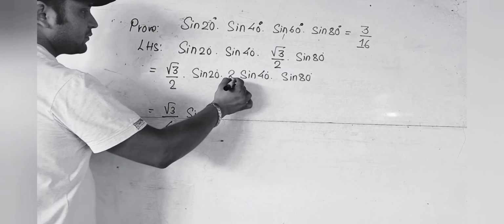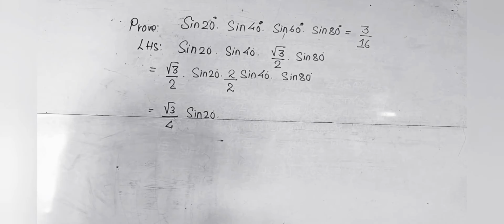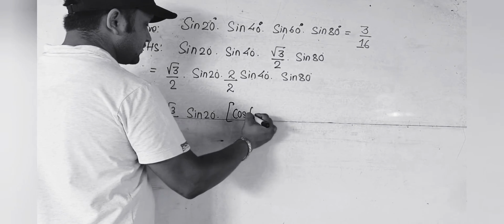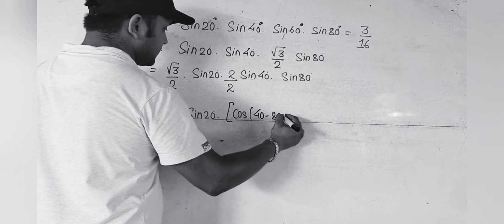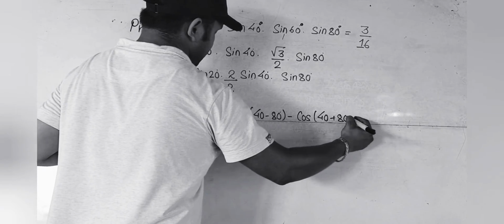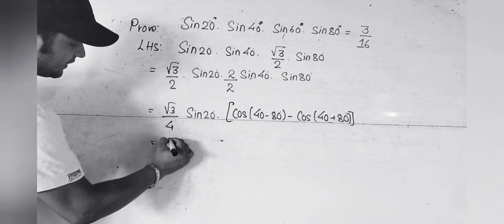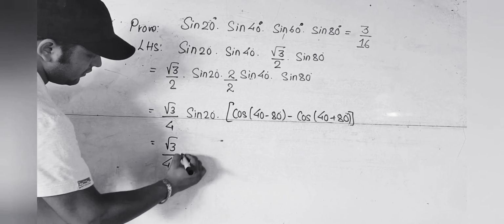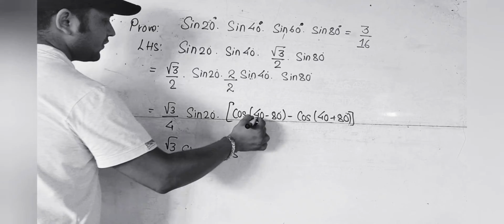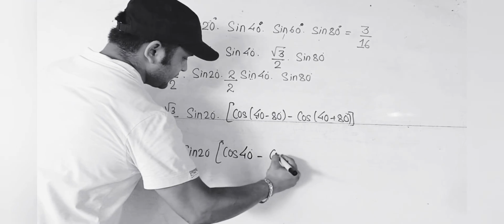Now you can use the formula of 2 sine A sine B. The formula of 2 sine A sine B is cos(A minus B) minus cos(A plus B). So you can use the formula cos(A minus B) minus cos(A plus B); the formula goes in that way. Root 3 by 4 sine 20, cos(40 minus 80) is cos(minus 40), and cos minus 40 is cos 40, minus cos(80 plus 20).